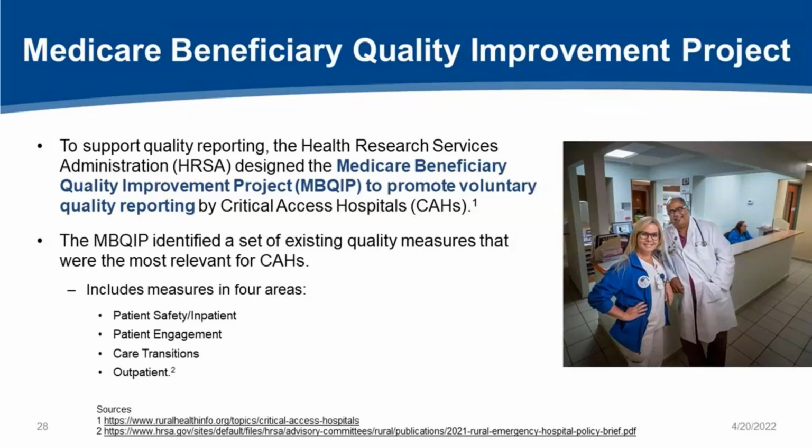So the categories are patient safety and inpatient, so things like antibiotic stewardship. Second, patient engagement, such as HCAHPS Composite 2, which is around communication with doctors. 3, care transition, so again, like HCAHPS Composite 6, which is about discharge information. And then 4th, last but not least, outpatient care, such as median time for ED arrival to ED departure for discharged ED patients.